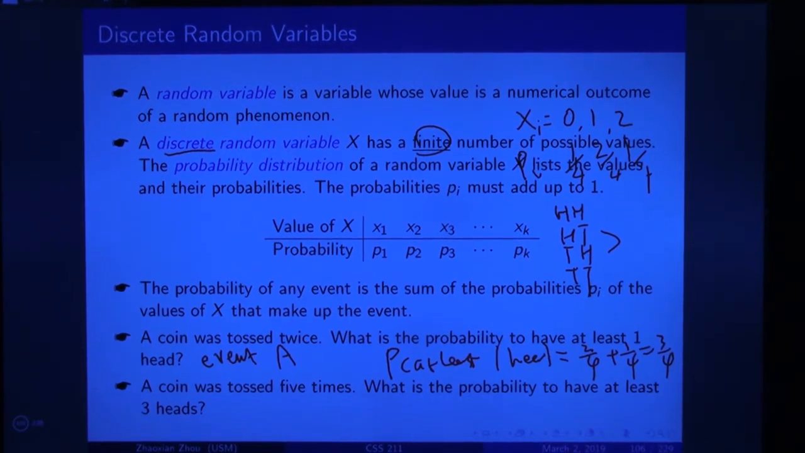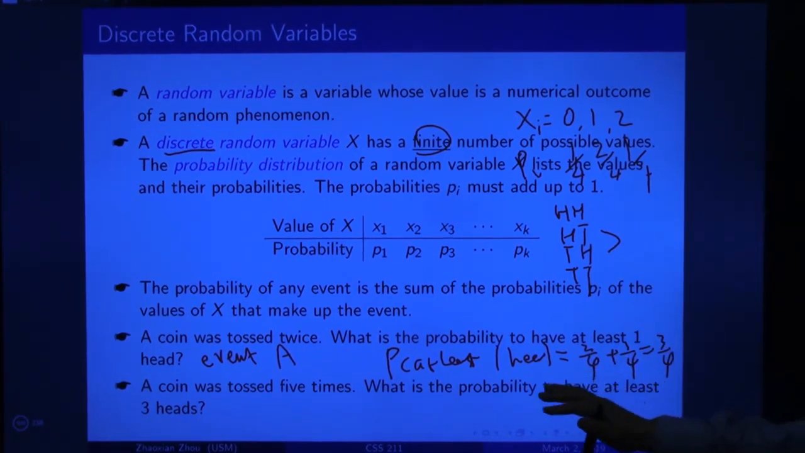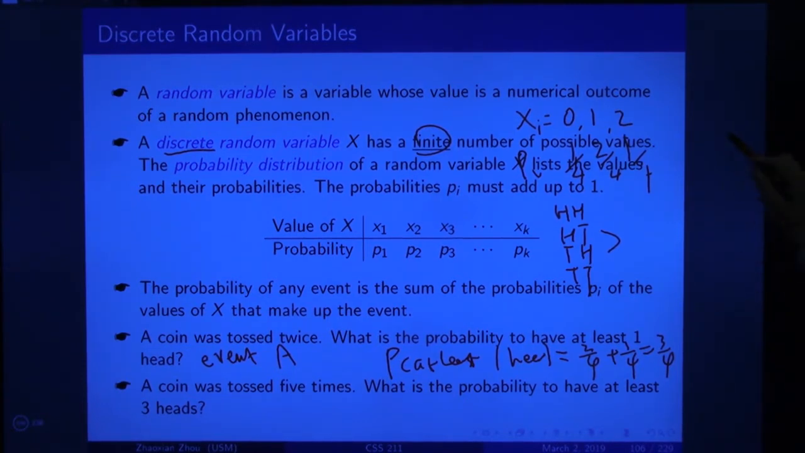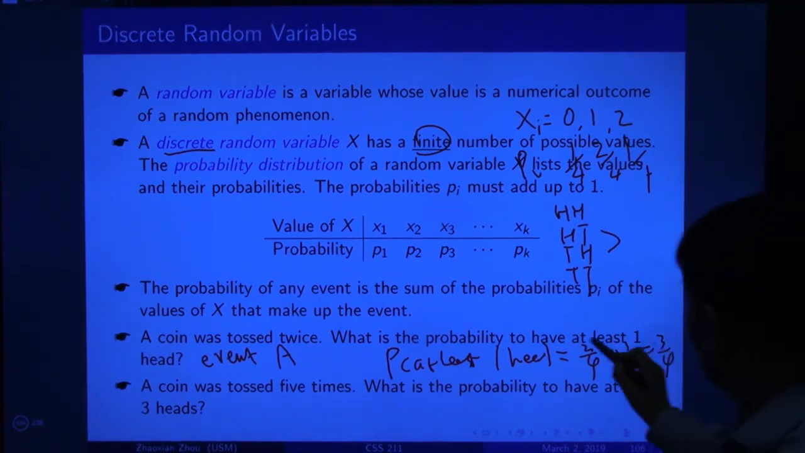Okay, the next problem is a little bit more difficult. A coin was tossed 5 times, not twice, but 5 times. What is the probability to have at least 3 heads? Definitely we can follow the same steps, but you are going to find out this is very lengthy. It's not easy to do this. So we do not use the same method. We are going to have a better way to do this.